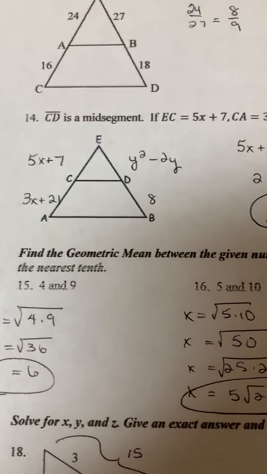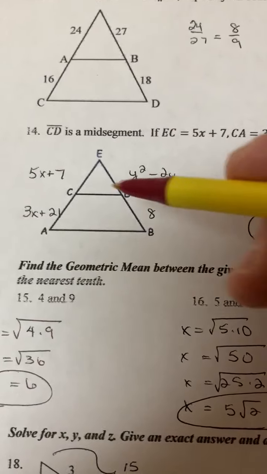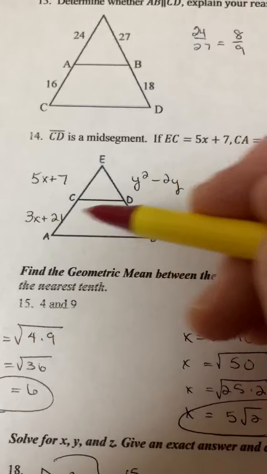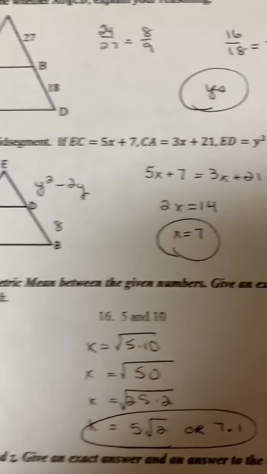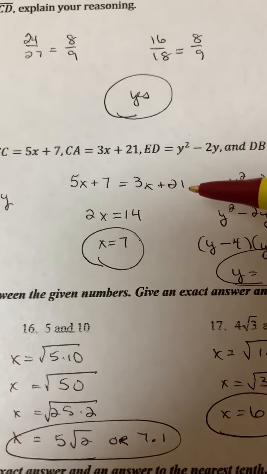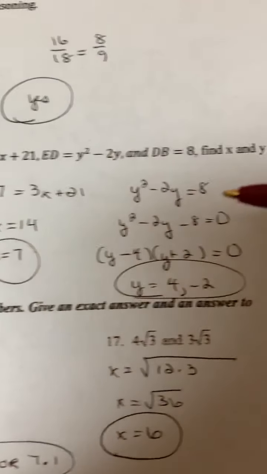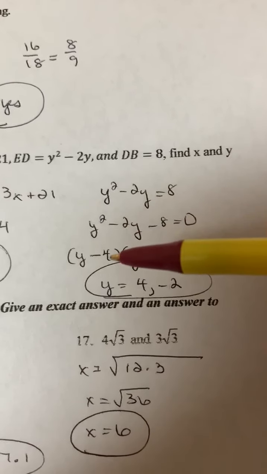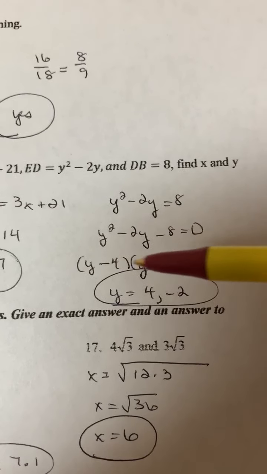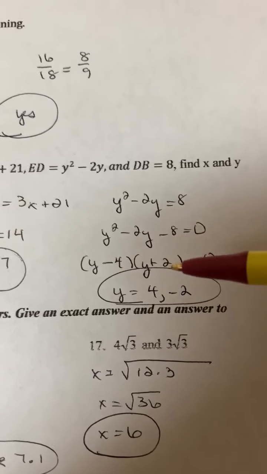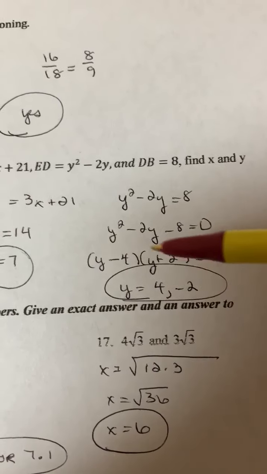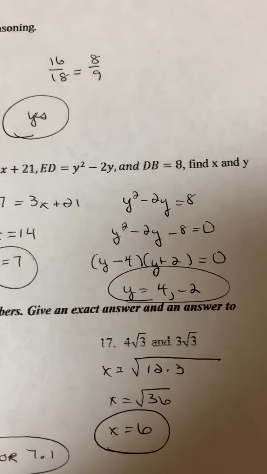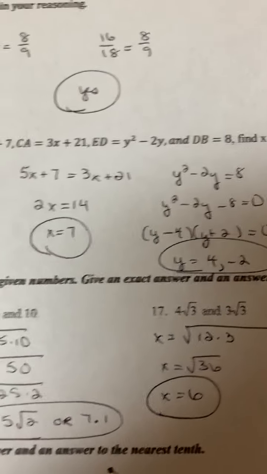CD is a mid-segment. Label everything you're supposed to label. So again, you have some corresponding sides here. Match these up, and solve them separately. So 5x plus 7 is equal to 3x plus 21. X is 7. Here you're going to have a factoring problem. Subtract the 8 to the left-hand side. The only way to make an 8 and a 2 is with a 4 and a 2. 4 times 2 is 8. Negative 4 plus 2 is negative 2. Don't forget you have to solve these separately. You get positive 4 and negative 2 respectively. Still allowed to have negative answers.